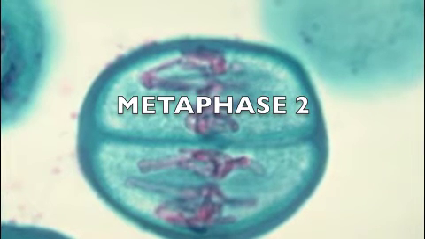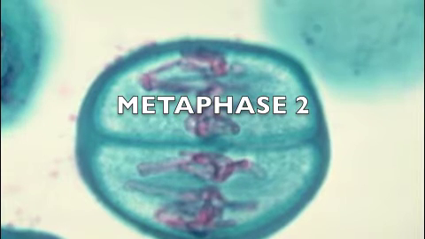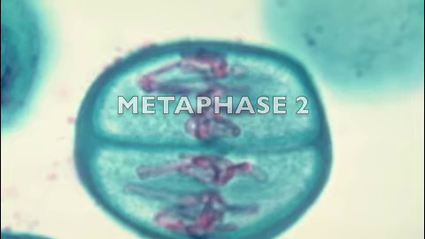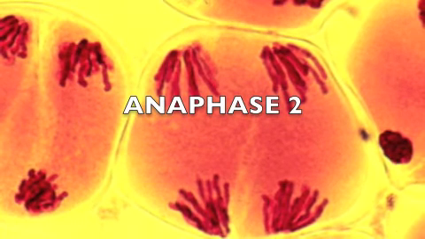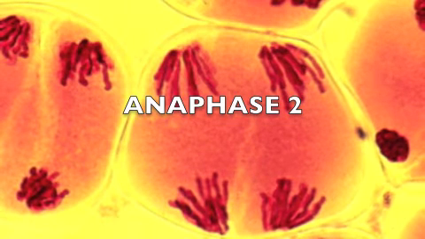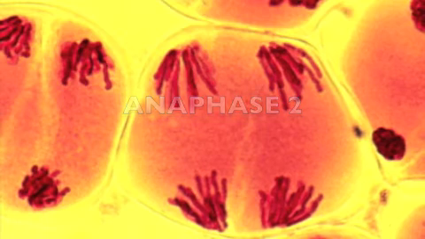Because of crossing over in meiosis 1, the two sister chromatids of each chromosome are not genetically identical. The kinetochores of sister chromatids are attached to microtubules extending from opposite poles. Anaphase 2. Breakdown of proteins holding the sister chromatids together at the centromere allows the chromatids to separate. The chromatids move toward opposite poles as individual chromosomes.